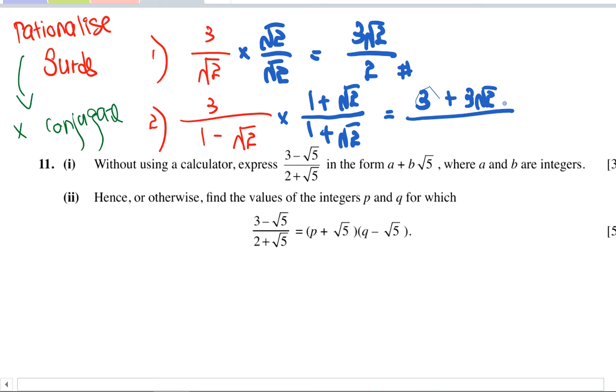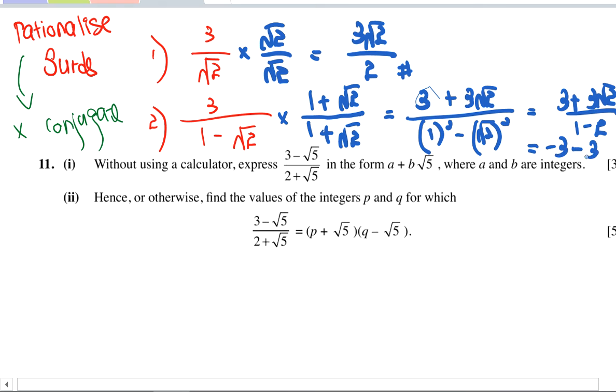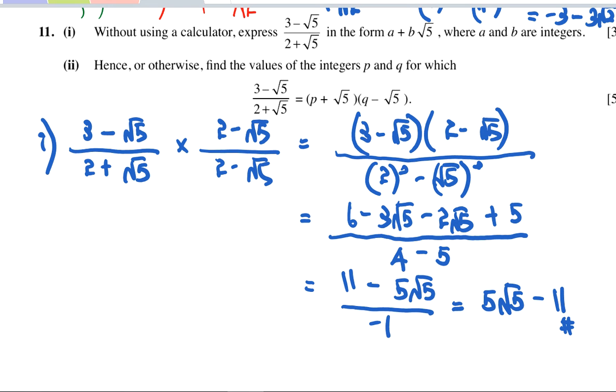Take note, at the bottom you can make use of your difference of squares. So in this case, 3 plus 3 root 2 divided by 1 minus 2. In this case, 1 minus 2 is actually negative 1. So when I simplify, I'll get negative 3 minus 3 root 2. Assuming you can do the simple surds in part 1, let us take a look at part 2 right now.